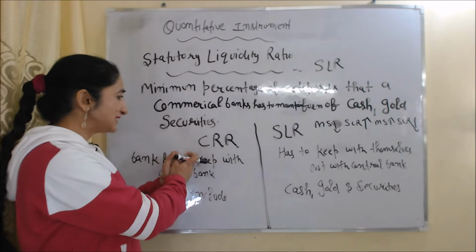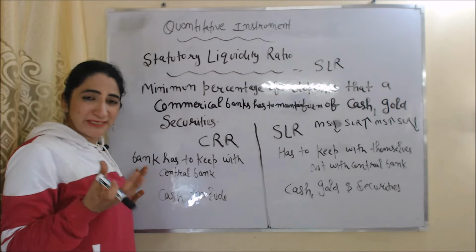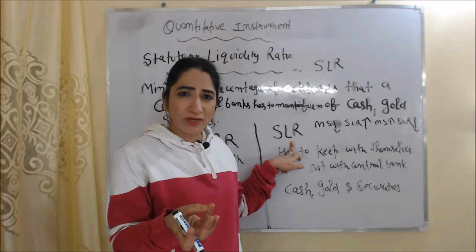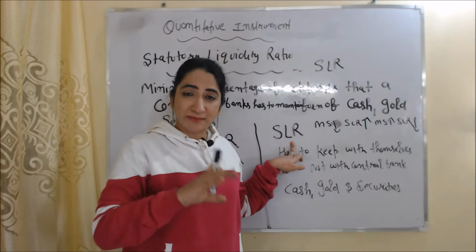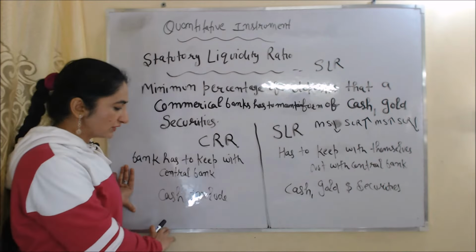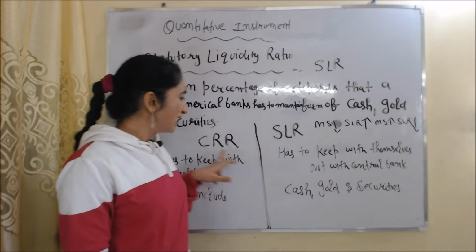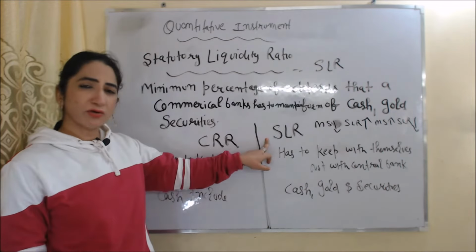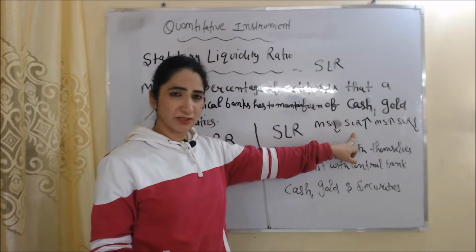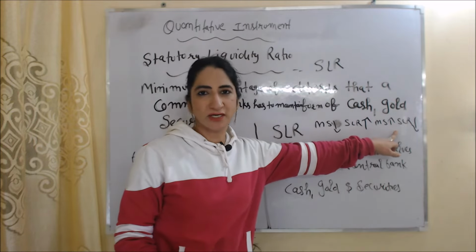Don't confuse between CRR and SLR. In case of CRR, the commercial bank has to keep cash with the central bank, but in case of SLR, the commercial bank has to keep gold, securities and cash with themselves, not with the central bank. Second difference, in case of CRR, we include cash only, but in case of SLR, we include cash, gold and security. Same as we discussed in CRR, SLR is also decided by the central bank. If the central bank wants to reduce money supply, it will increase the rate of SLR. On the other hand, if the central bank wants to increase money supply, it will reduce the rate of SLR.